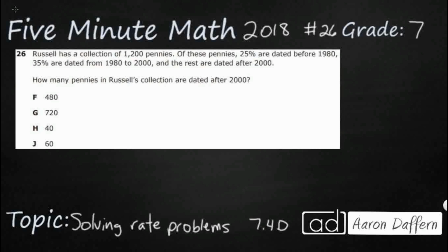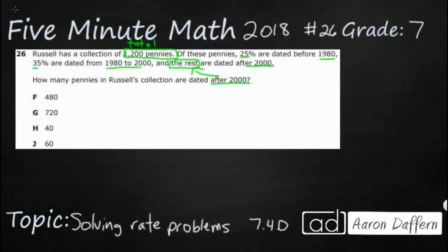So Russell has a collection of 1,200 pennies. That is the total right there. So in case we needed to make a strip diagram, part whole, we can make that our total. Of these pennies, we've got 25% before 1980, 35% between 1980 and 2000, and then the rest, that's an unknown number, are dated after 2000. And that's really all we're looking for. How many pennies are dated after 2000? So we just need this.